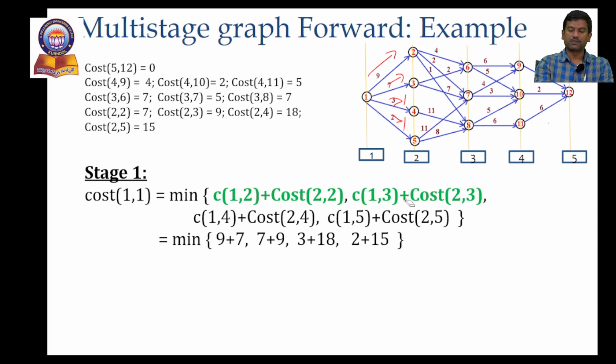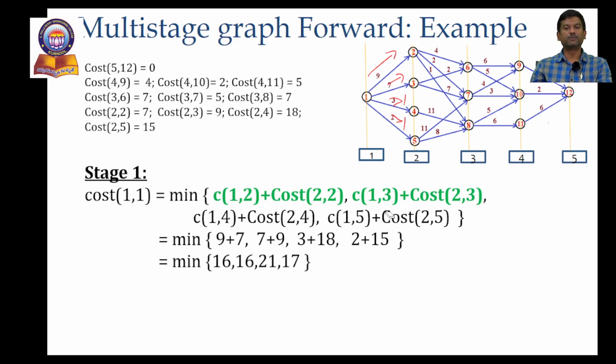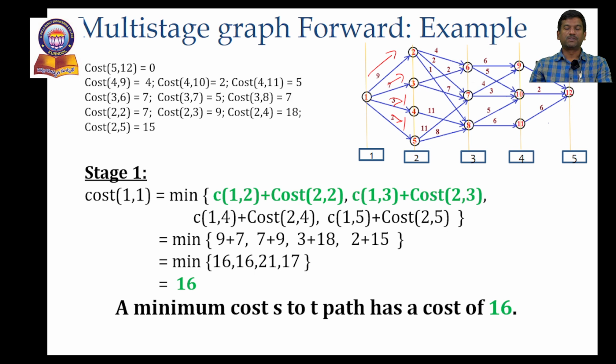of your cost of 1 comma 1, with the minimum value equal to 16. There are values which are obtained, that is 16 comma 16 comma 21 comma 17. So here cost is equal to 16. What can you interpret? That is, the minimum cost to reach from the source to the destination is equal to 16. That is your solution for the multi-stage graph problem.